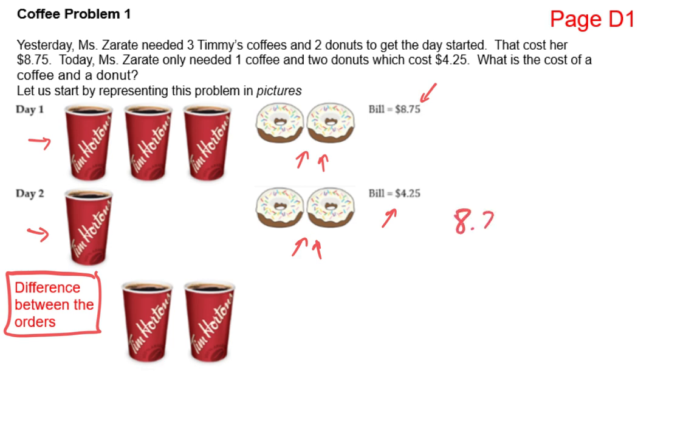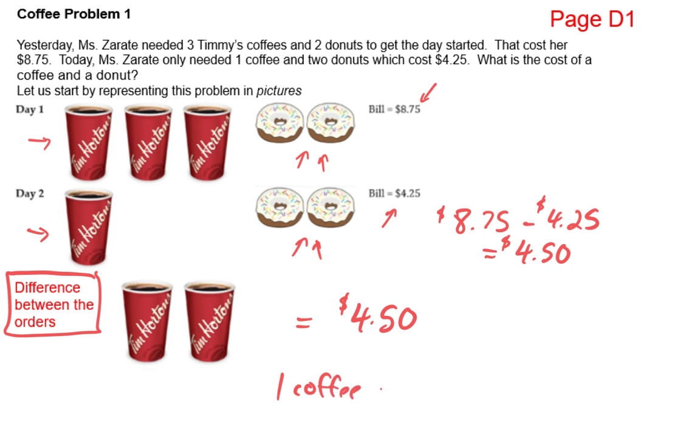Our first day, our bill was $8.75. On our second day, our bill was $4.25. The difference in cost between these two was $4.50. So these 2 coffees must represent that difference in price. These 2 coffees must cost $4.50. If we want to know what 1 coffee costs, we just take that difference and divide it by 2. So 1 coffee is going to be $4.50 divided by 2, or $2.25.